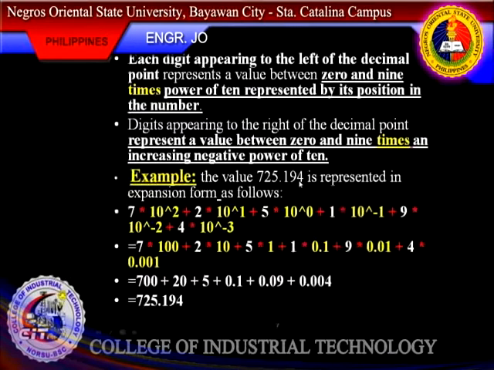And 4 times 10 to the negative 3, because on this point, we have 3 decimal places. That is 1, 2, 3. And that is negative because it goes from right to left. Okay. So anyway, this is only a representation of how the numbers are being combined through their exponential form.